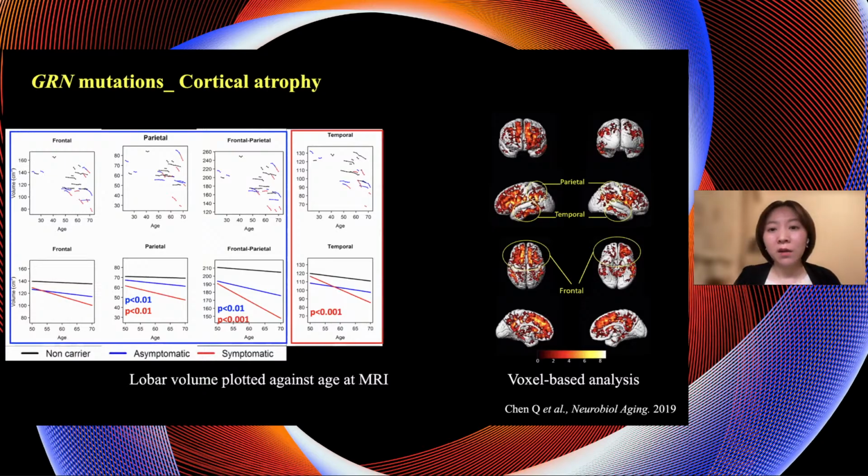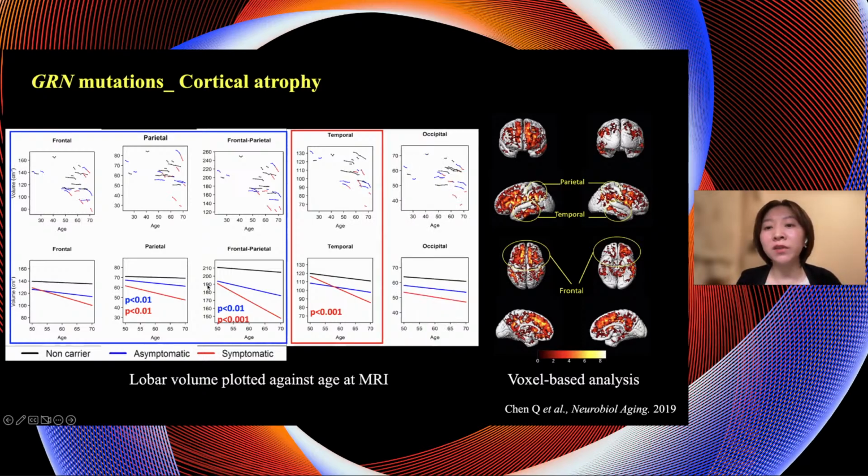So this is what we did. We involved the asymptomatic granulin mutation carriers and did longitudinal studies to see the brain atrophies there. Here, similar to our previous studies of the MAPT mutation carriers, we show the trajectory of change in the lobar cortical volumes: black lines for the non-carriers, blue for the asymptomatic and red for the symptomatic. The hemisphere volumes were averaged because there is no difference between the left and right lobar cortical volumes in the progranulin carriers in the current study.